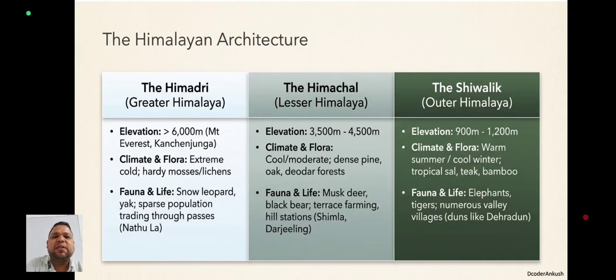Now, the climate. In the Himadri, there are extremely cold conditions throughout the year, and the temperature often remains below 0 degrees Celsius. The region receives heavy snowfall and strong winds. The Himachal has a cool and moderate climate. Summer temperatures range between 15 and 25 degrees Celsius, while the winters are cold with occasional snowfall. The Shivalik experiences a warm climate in the summer with temperatures between 20 and 30 degrees Celsius, and a cool climate in the winter with moderate rainfall.